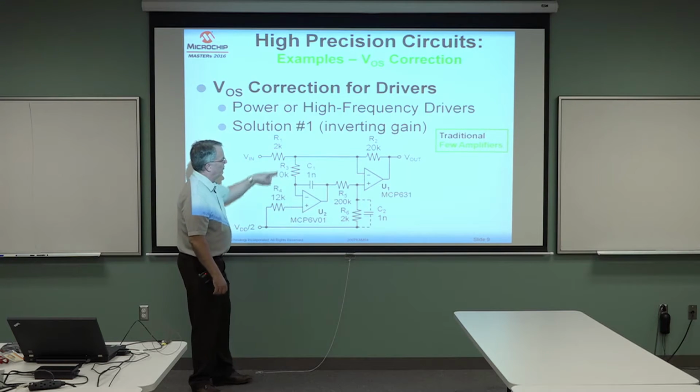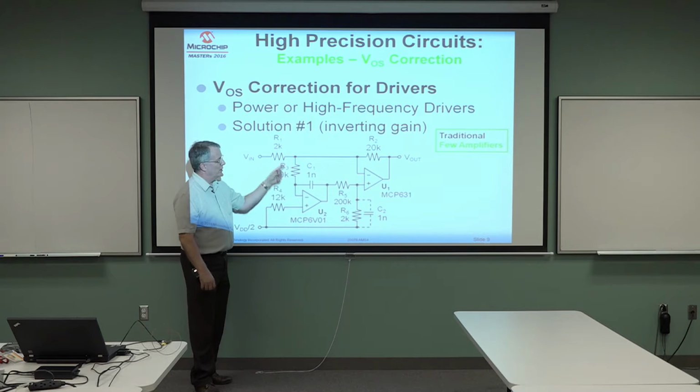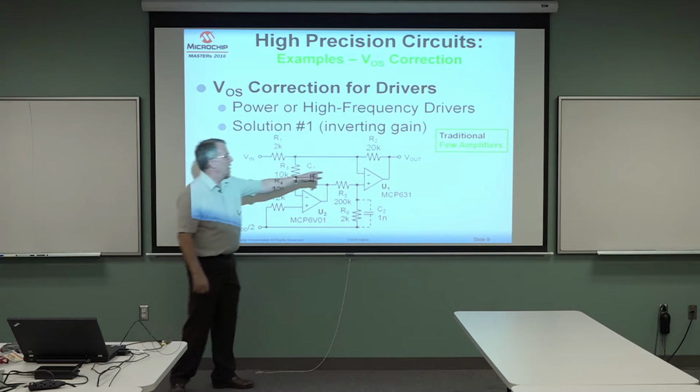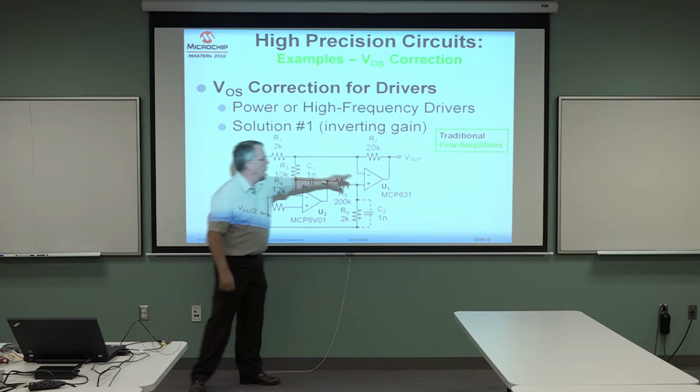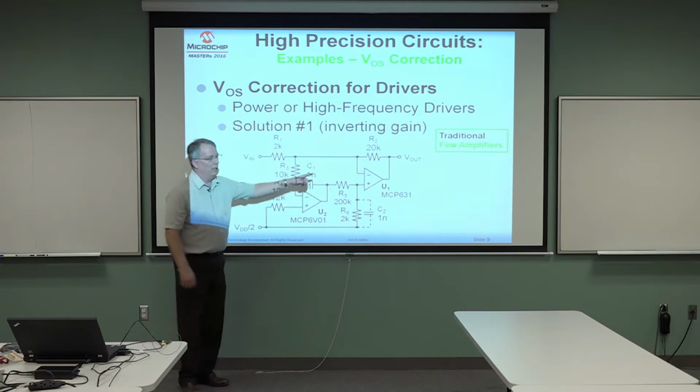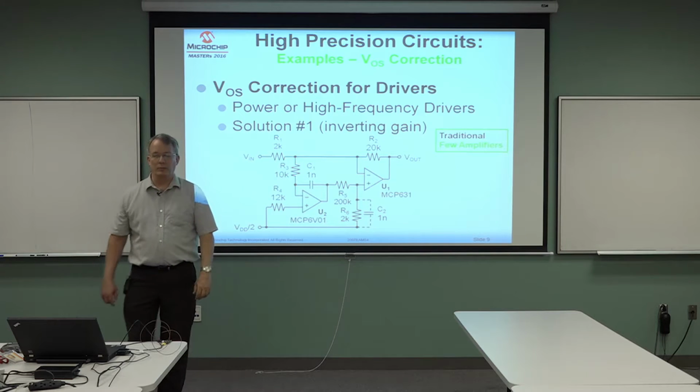This amplifier is configured as a Miller integrator, which is fed into that, and it senses the voltage between these two pins and corrects it via the feedback loop.